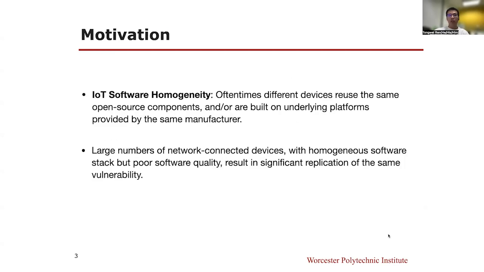IoT software homogeneity is a phenomenon where oftentimes different devices reuse the same open source components and/or are built on the underlying platforms provided by the same manufacturer. From some perspectives, it has advantages like convenience, but large numbers of network-connected devices with a homogeneous software stack but poor software quality result in significant replication of the same vulnerability.